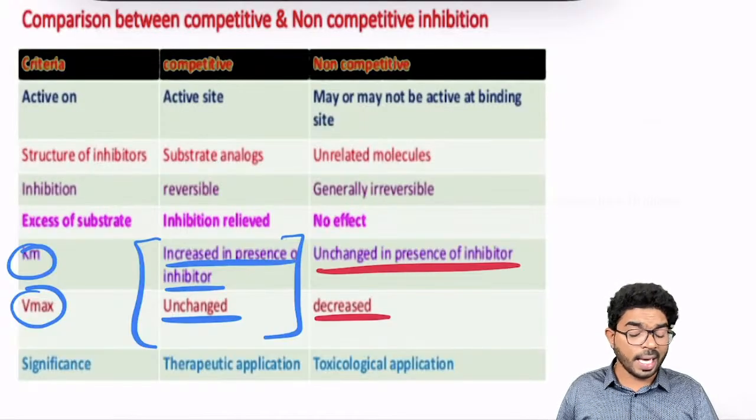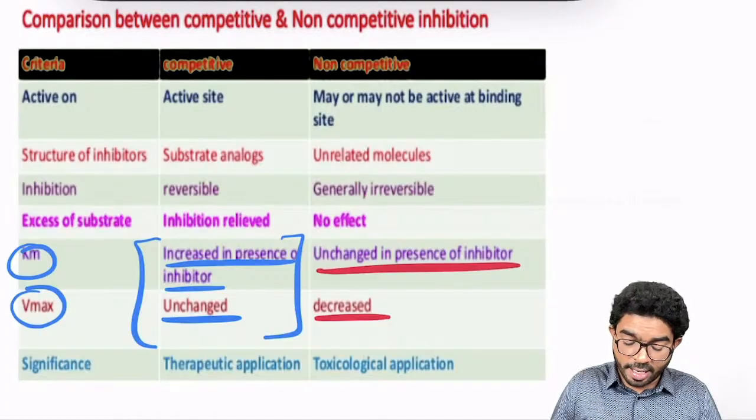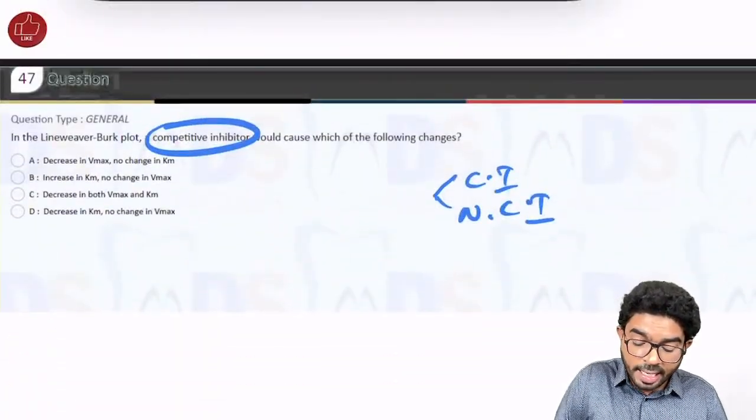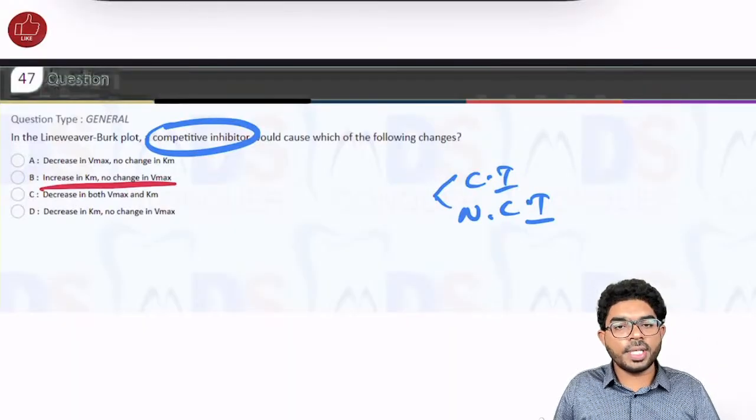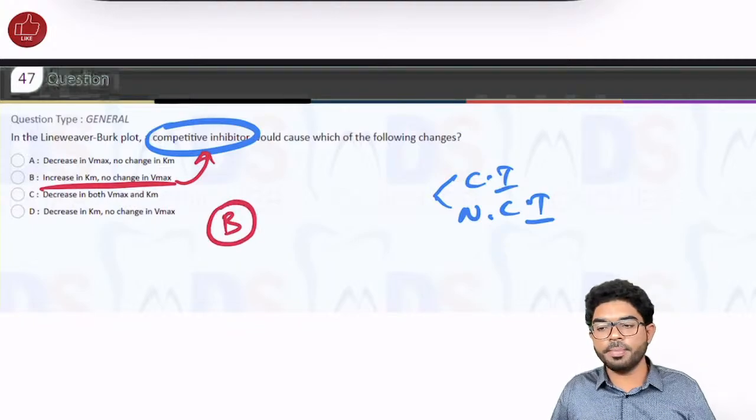Now the question they are asking is about the competitive inhibitor. Increase in the Km and unchanged Vmax is the answer. An increase in the Km and no change in the Vmax is for your competitive inhibitor. The answer is option B.